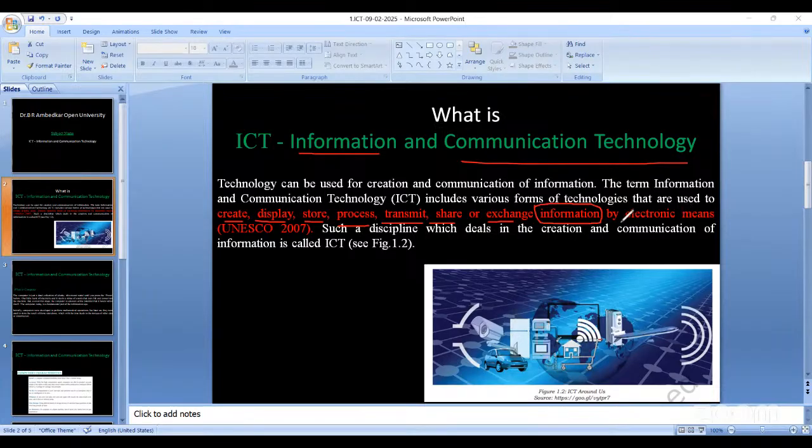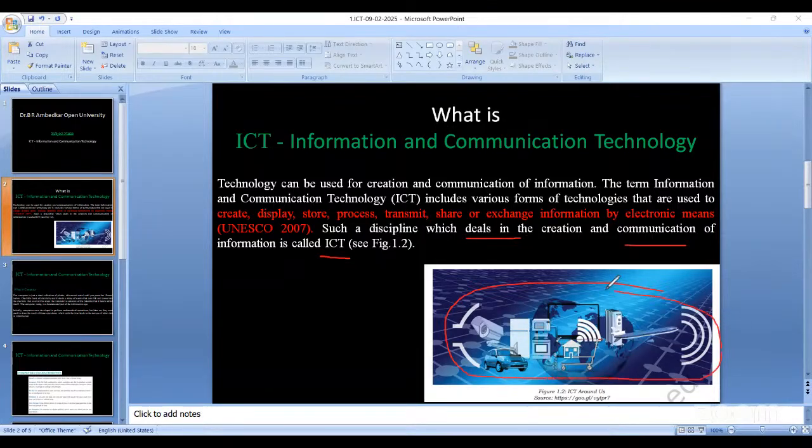ICT does create, display, store all these things for information by electronic devices, that means electronically. This definition was given by UNESCO in 2007. So this is the meaning of ICT here. We will see create, display, store, process one by one. The discipline which deals with the creation of communication is called ICT.